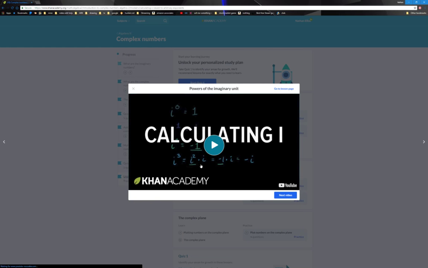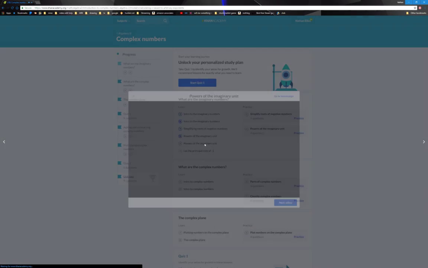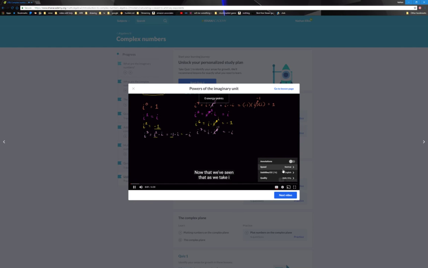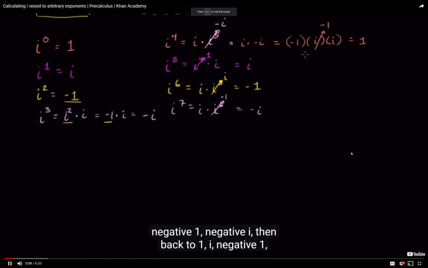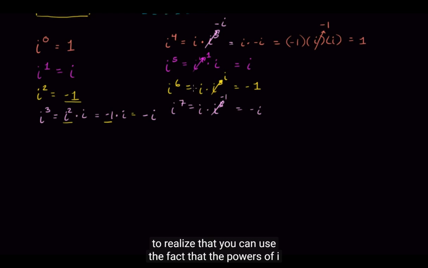Now that we've seen that as we take i to higher and higher powers, it cycles between 1, i, -1, negative i, then back to 1, i, -1, and negative i, I want to see if we can tackle some, I guess you could call them trickier problems. You might see these surface, and they're also kind of fun to do, to realize that you can use the fact that the powers of i cycle through these values to really, on the back of an envelope, take arbitrarily high powers of i.